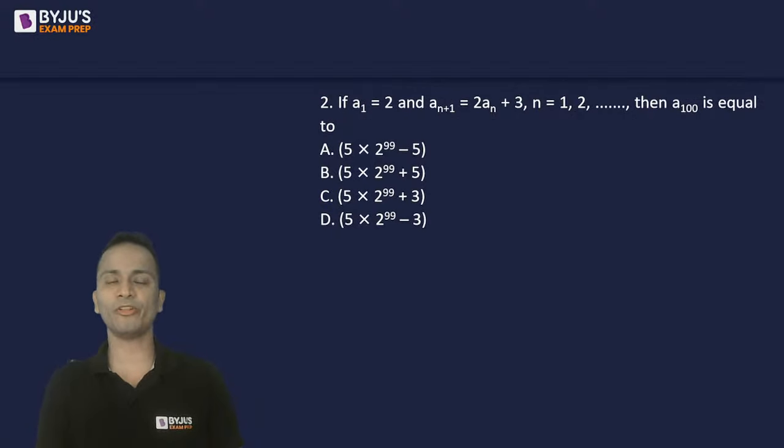So question number 2 on your screen. If A1 is 2 and A of n plus 1 is equal to twice of an plus 3, when n is 1, 2, 3 and so on, then A100 will be equal to which of the following options?